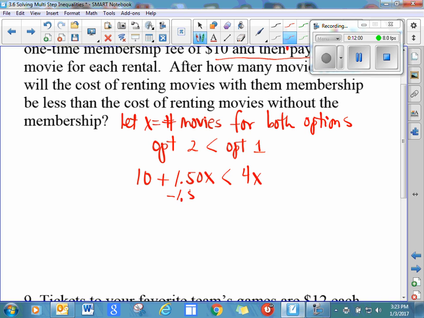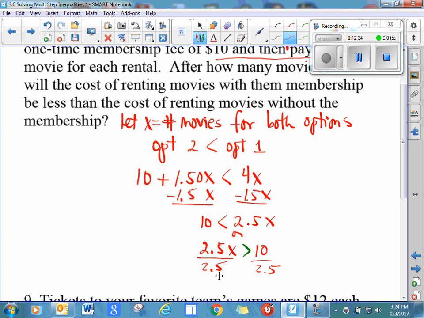So that's our inequality. We need to get our variables together. So since this guy's over here by himself, I'll go ahead and subtract 1.5x from both sides, and I get 10 is less than 2.5x. Or I can rewrite this and put 2.5x over here, flip the inequality symbol, because when I pick this up and move it, we did this before, I have to change the inequality symbol if I'm going to pick the x up from this side and move him over here. Divide by 2.5, and you get 4. 10 divided by 2.5 is 4.